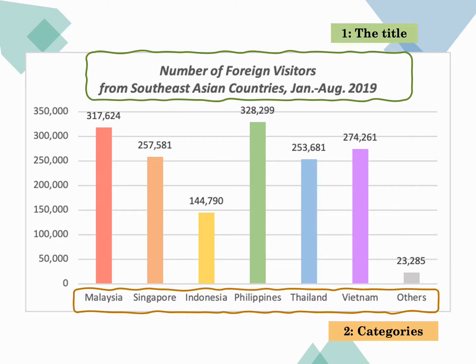The last thing you should remember is the value. To avoid confusing your readers, the gap between two numbers should be fixed. In this example, a 50,000 jump is used.